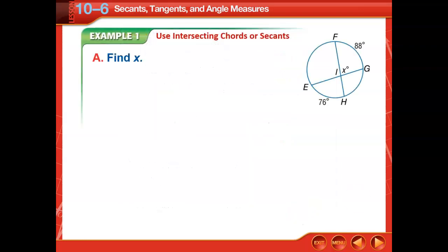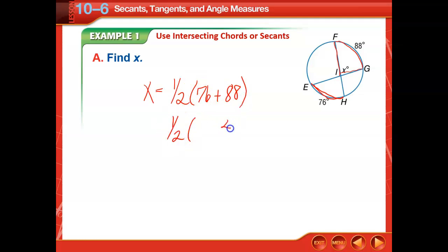Notice X here, the two arcs made with this intersection of this angle are FG and EH. So X equals 1/2 of 76 plus 88. So 1/2 of 164, and half of that would be 82 degrees.